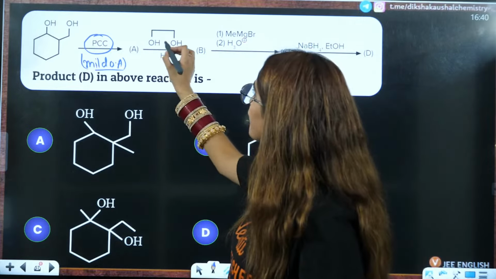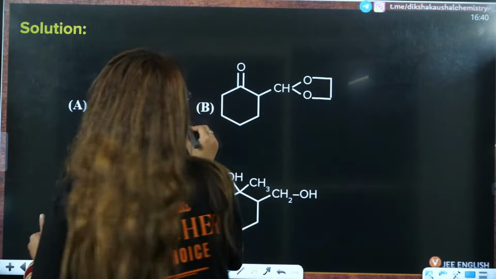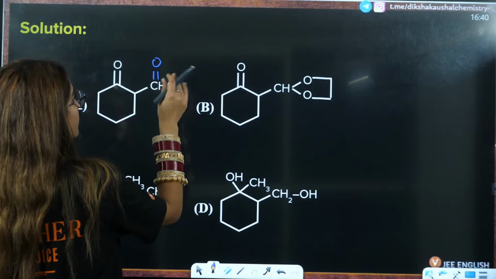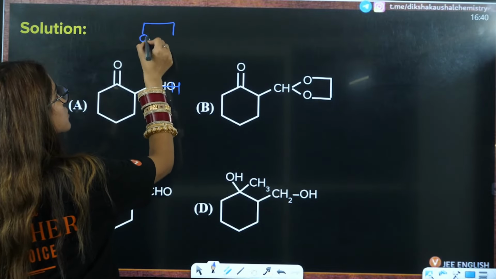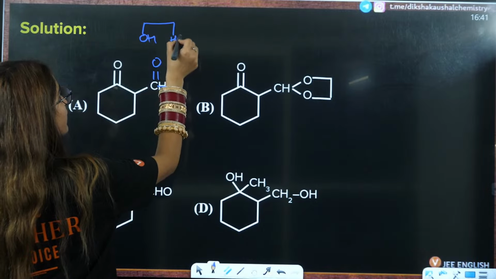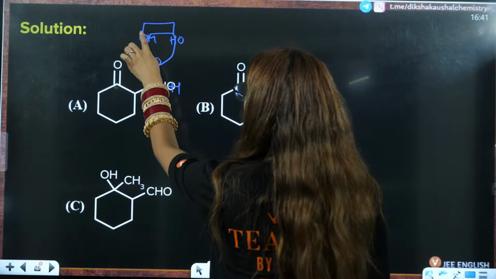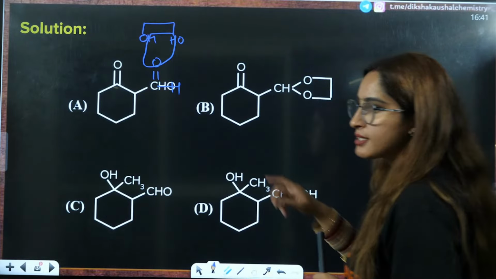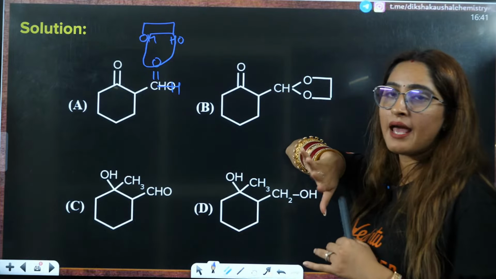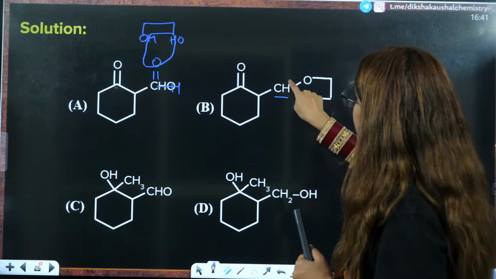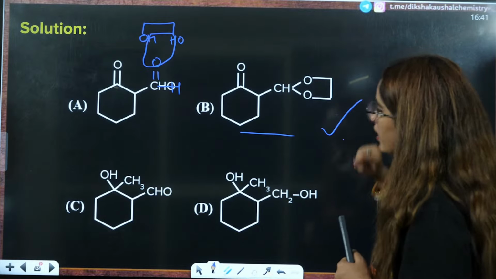Once we have done that, after that you have ethylene glycol. Whenever you add ethylene glycol here, so basically what you have is C double bond O and this is H. So what will happen here when you add ethylene glycol, this is OH, this is OH, water will be taken out here and hence this carbon will be attached to this oxygen and this oxygen here. This is a formation of acetal, you can say. Okay, so this is CH, this is attached to this oxygen, and this is the answer for B.